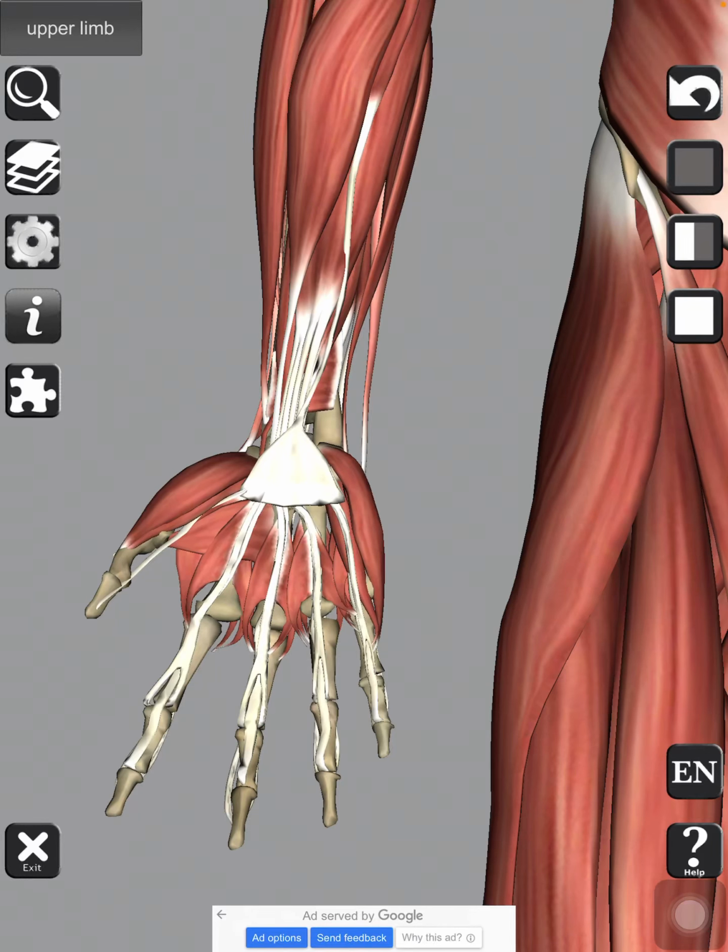Hi everyone. In this video we will see the intrinsic muscles of the hand. I will touch the muscle, and we can see the label.